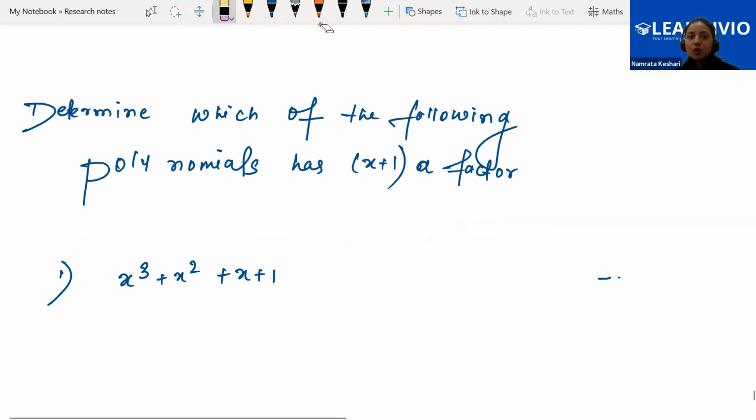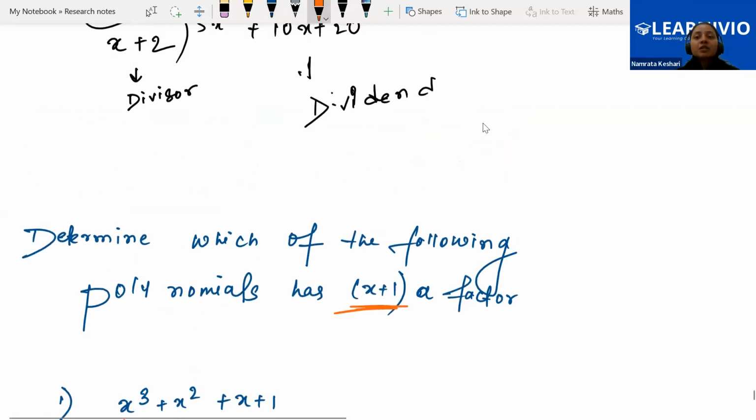So what we will do, we will take out the zero of the divisor. Okay, x plus 1 can divide this polynomial completely or not, that is the main question. Determine which of the following polynomial has x plus 1 as a factor. That means we have to check whether x plus 1 can divide the given polynomials completely or not. Then only it will be called factor.